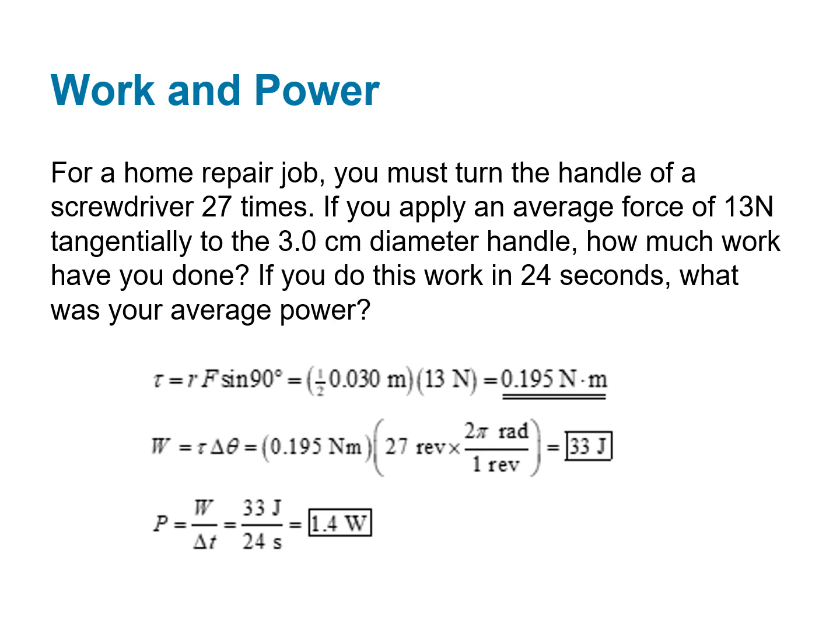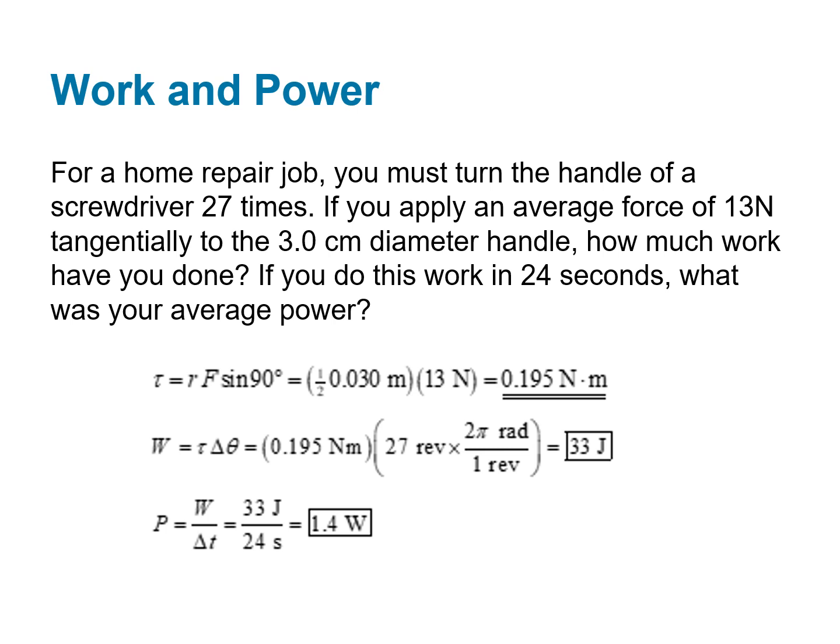So torque is force times radius. I'm at 90 degrees, so this is going to be 1. And they gave me my diameter, so I'm going to use half the diameter to find the radius. And then I'm going to multiply by my force. So that's going to get me my torque.